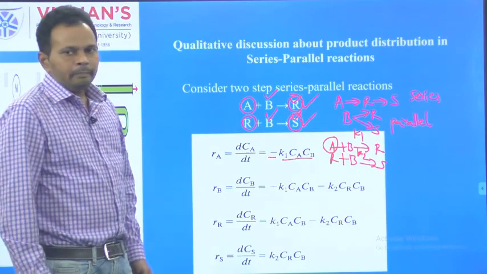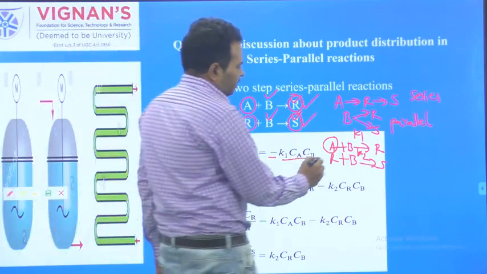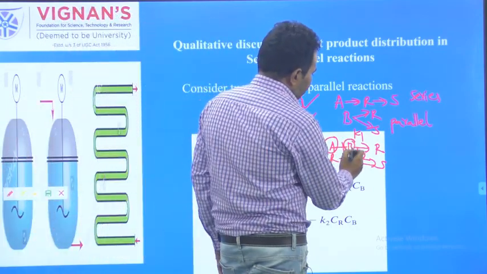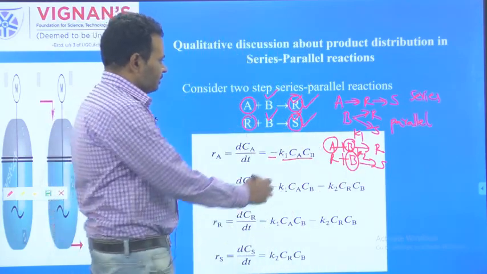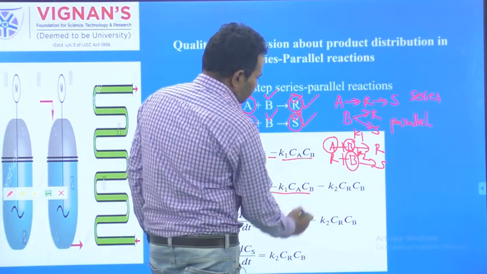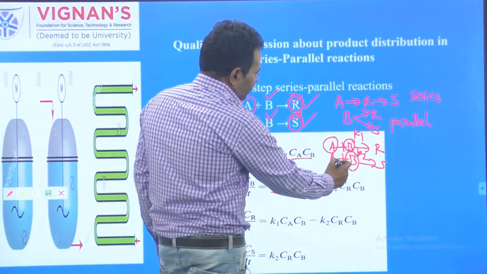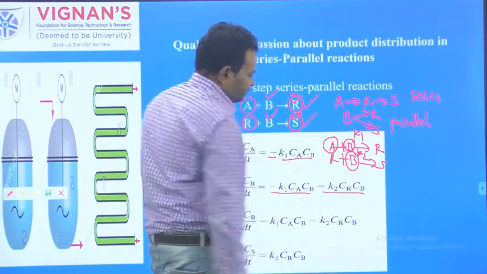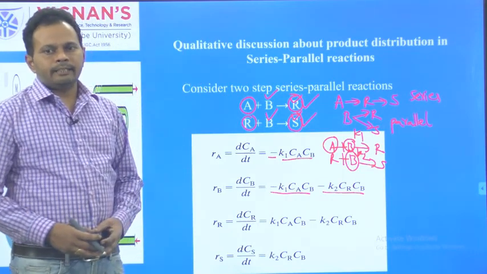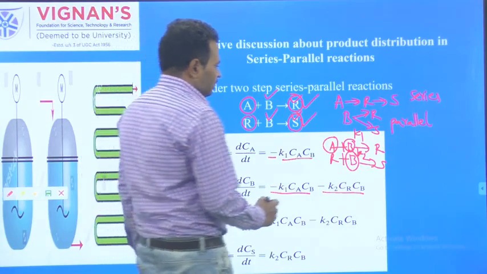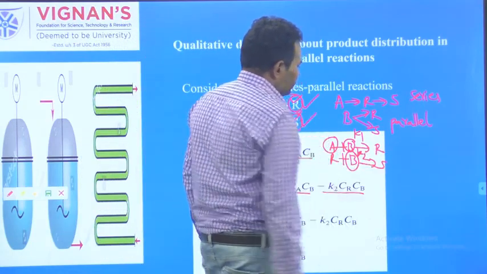Why? Because B is there on both sides, that means in both the reactions it is on the reactant side, so its rate is also negative. Again, Rb equals, from the first reaction, minus K1 into CaCb, from the second reaction minus K2 into CrCb. So again, as the reaction proceeds, the concentration of B decreases. And next, the R, that means the rate of reaction for R.